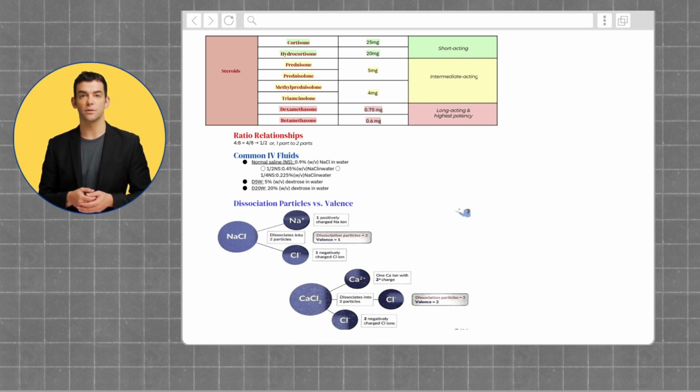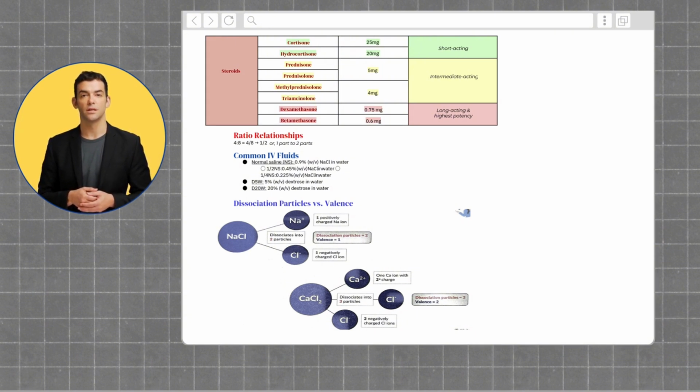Dissociation particles. What are they? Dissociation particles are the number of pieces, particles, a compound breaks into when dissolved in water. Why is it important? These particles affect the solution's osmolality, which influences water movement in the body.